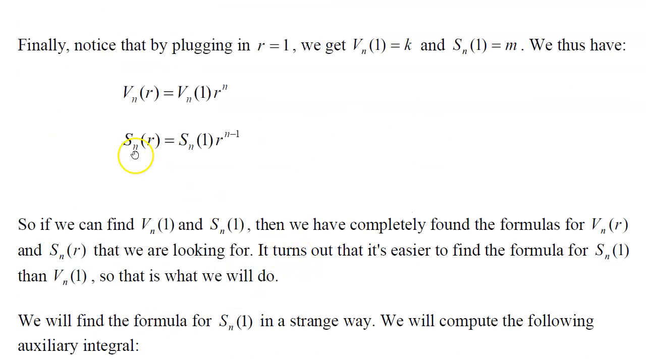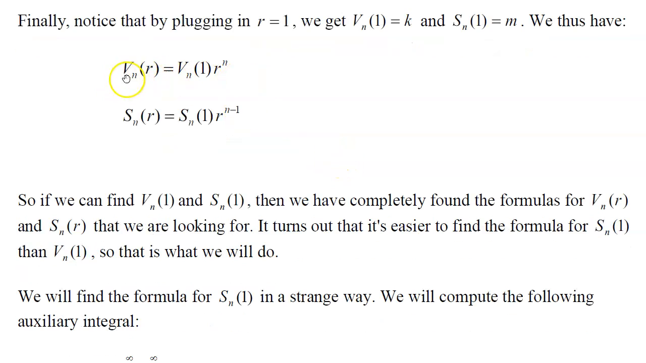So really our big question, if we're trying to find v sub n of r and s sub n of r, which will give us those formulas in the original table that we looked at, is to find v sub n of 1, the volume of the unit ball in n-dimensional space, and s sub n of 1. Now, it turns out that once you have v sub n of r, you can find s sub n of r just by taking a derivative. Or likewise, if you have s sub n of r, you can find v sub n of r just by doing an integral, an antiderivative. So we just need to find either v sub n of 1 or s sub n of 1, and that will give us all the formulas in the table.